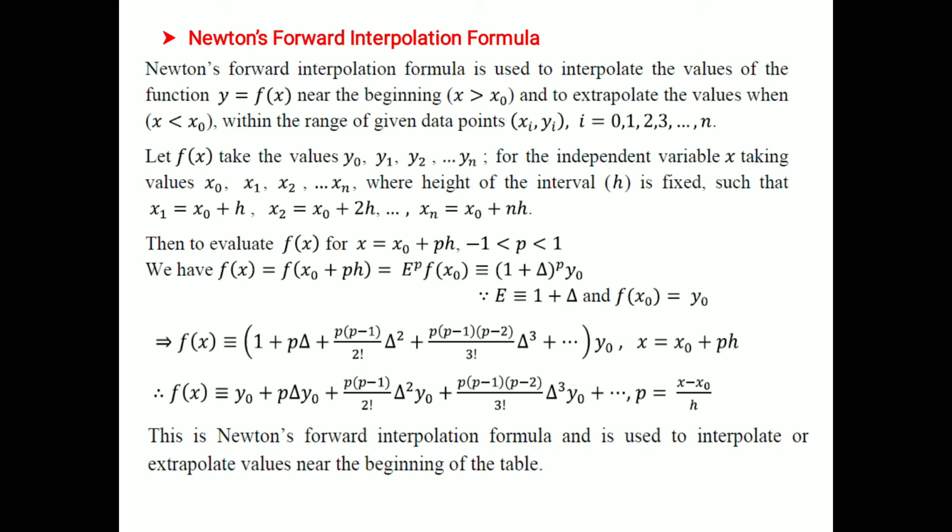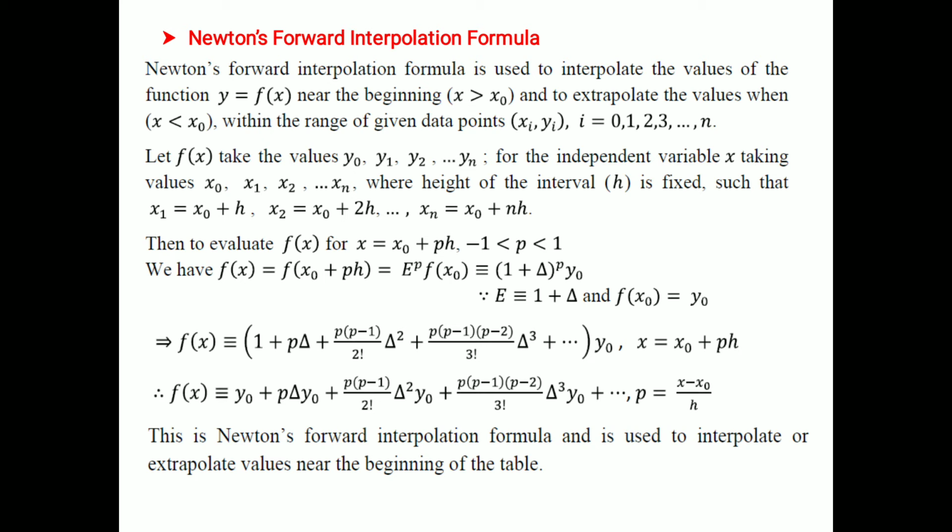Then to evaluate f of x for x equal to x0 plus ph, where p lies between -1 to 1, we have f of x is equal to f of x0 plus ph. In the form of the shifting operator, we can write this function as E raised to p of y0, which is equal to (1 plus delta) raised to p y0. Here is the reason: the shifting operator E is equal to 1 plus delta, and f of x0 is denoted by y0.